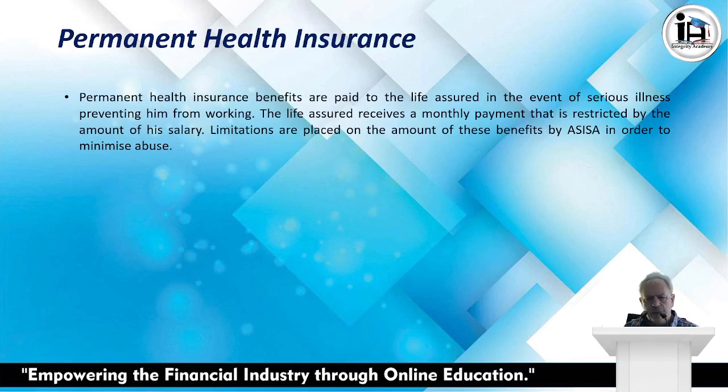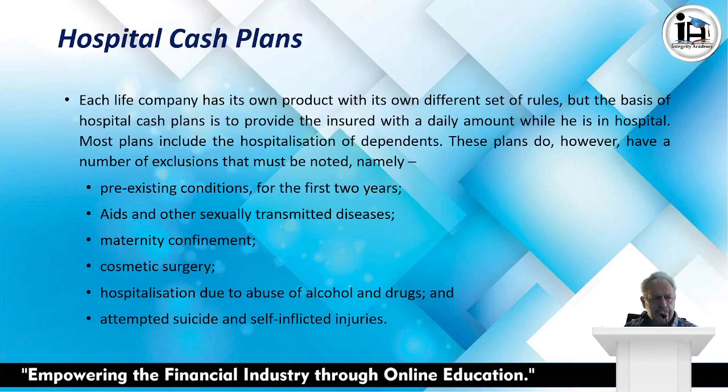Permanent health insurance. Permanent health insurance benefits are paid to the life assured in the event of serious illness preventing him from working. The life assured receives a monthly payment that is restricted by the amount of his salary. Limitations are placed on the amount of these benefits by the CISA in order to minimize abuse.